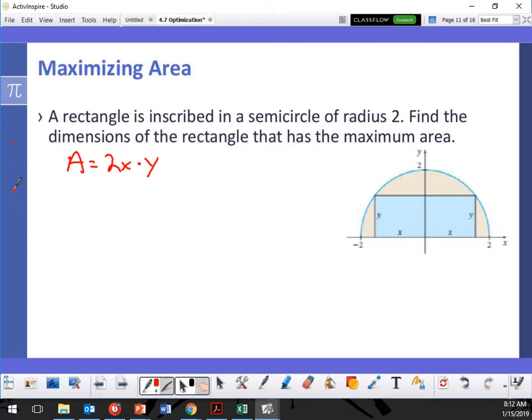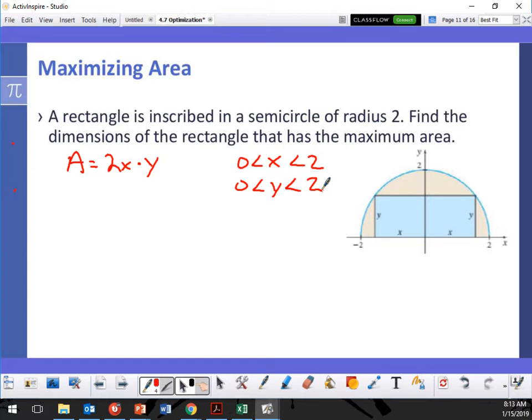And so I have domains on this also. x cannot be 0. So x has to be between 0 and 2, right? Yes? It has to be between 0 and 2. What about the y? 0 and 2 again, right?